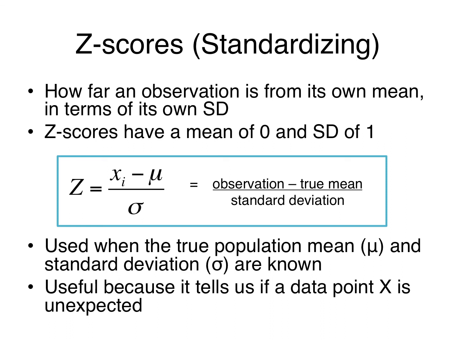So in other words, a score is often more meaningful relative to the mean of the sample or the population. A positive Z-score means that an observation is above the mean, and a negative Z-score means that it's below the mean. And also Z-scores can be useful because they allow us to compare two scores from the same or different distributions.